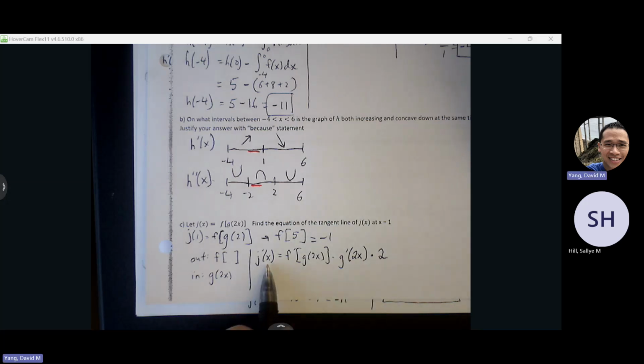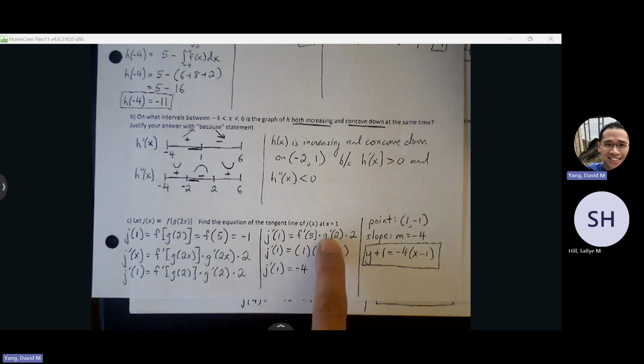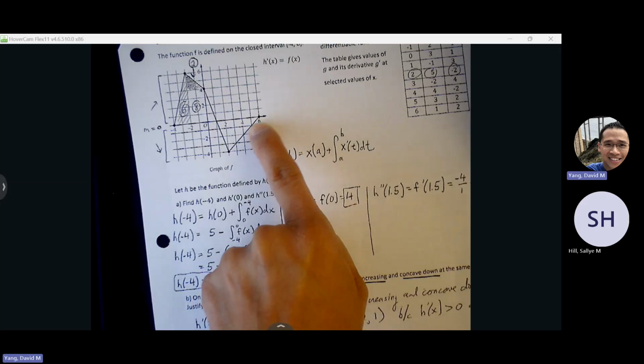Okay, replace every x with 1. g of 2 is 5, and then we're left with f prime of 5 times g prime of 2 times 2. And then we're just pulling those values from our table or our graph. So f prime of 5 using the graph is asking for the slope of the f graph at 5, rise over run. The slope is 1.